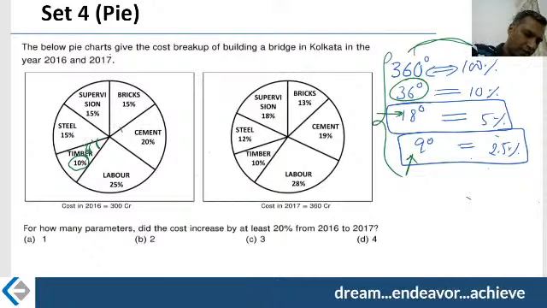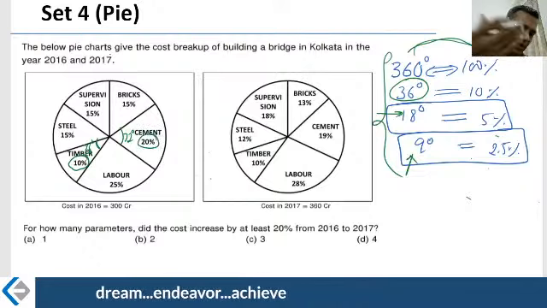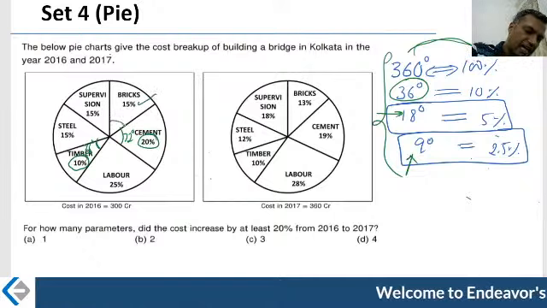Same way out here, you talked about 20 degrees here. What does 20 percent mean? 10% means 36 degrees. Therefore, what is 20%? 72 degrees, right? Okay. Now here I have a 15% angle-wise representation.